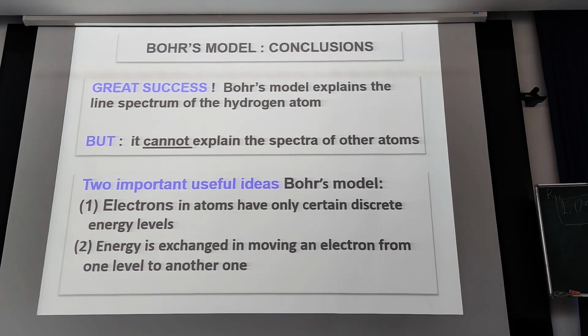First, electrons in an atom have only certain discrete energy levels. It should not be continuous. It has some fixed energy levels. Energy is exchanged in moving an electron from one level to another one. We explained quite a lot in the problem.